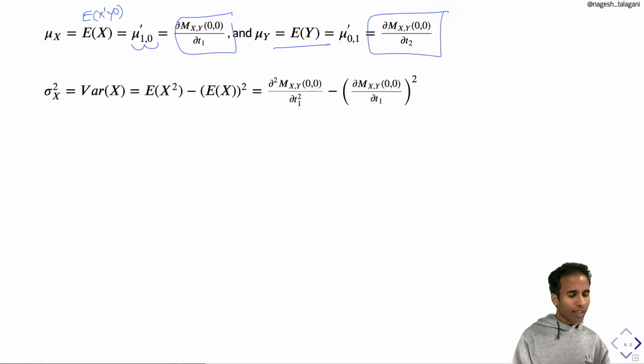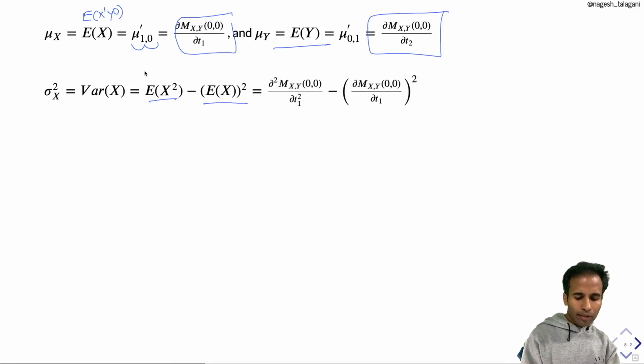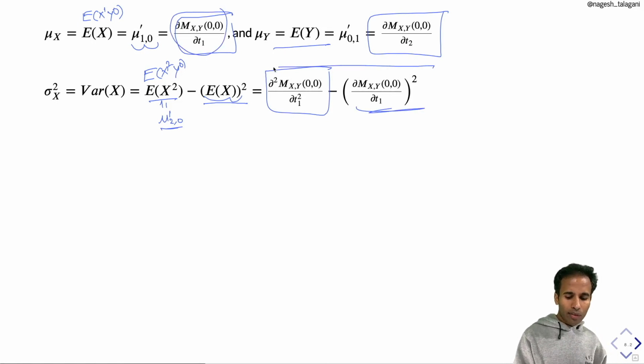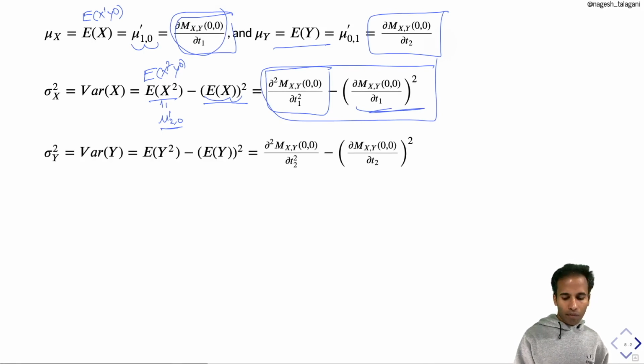And the variance of x is going to be expectation of x square minus expectation of x whole square. Again, this expectation of x square we can see as expectation of x square y to the power of 0. This is nothing but mu dash 2 comma 0. So now here r equal to 2, s equal to 0. So it's going to be dou square Mxy by dou t1 square at 0, 0 minus, again, expectation of x, this whole square. So this is the variance of x in terms of joint MGF. And similarly the variance of y is going to be this.